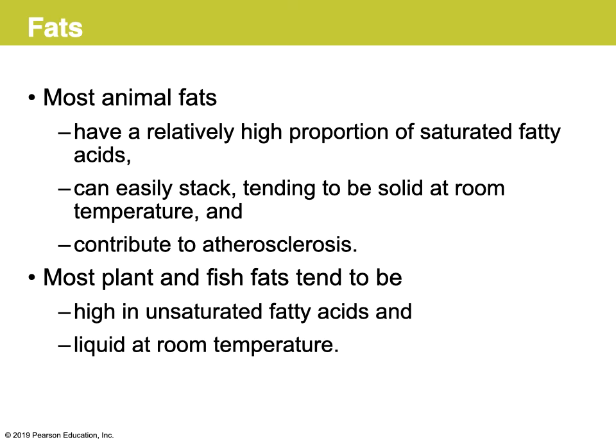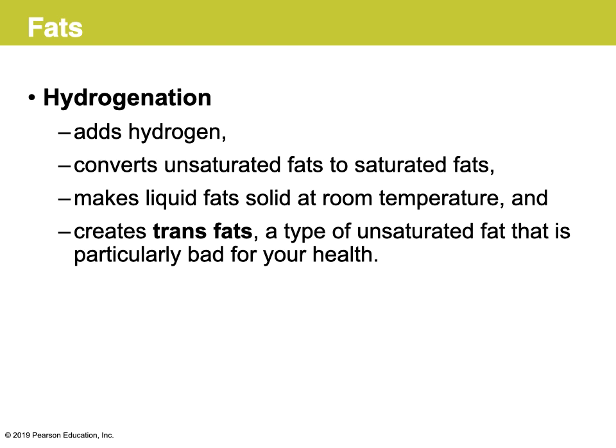Now, most plant and fish fats tend to be high in unsaturated fatty acids and therefore liquid at room temperature. You might say, well, wait a second, I've seen things like hydrogenated corn oil. Okay, hydrogenation is adding hydrogen. So you can convert an unsaturated fat to a saturated fat. So, in other words, make a liquid fat solid at room temperature and somewhat more stable over time.